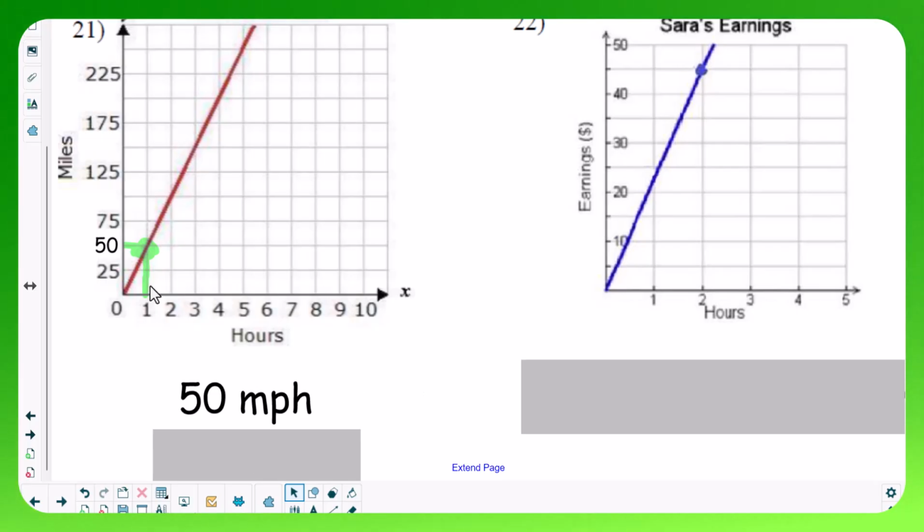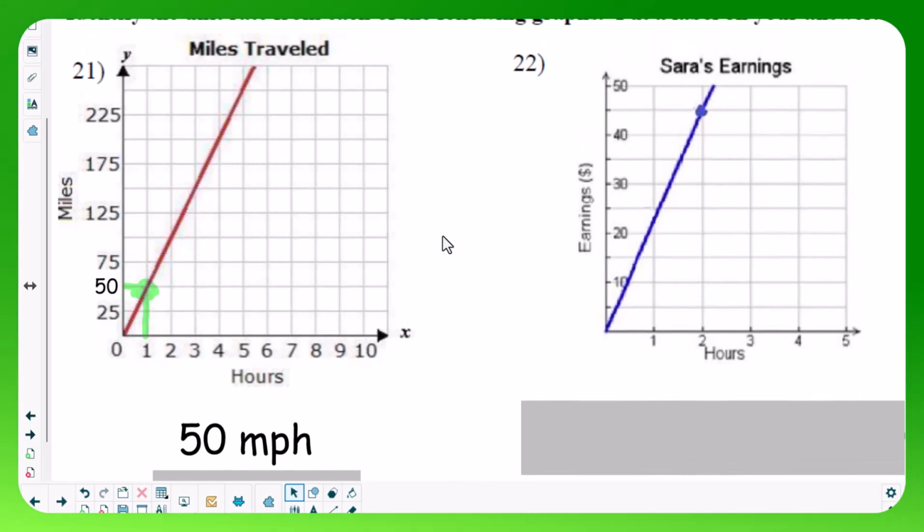Basically, what you're looking for is 1 comma some number. You're looking at 1 on the x-axis, following it up until it hits your line, and then following across to see where it hits the y-axis. So the unit rate is always going to be 1 comma some number. And again, we're going to see that later in this unit, but it is a really good introduction at this point. All right, for number 22, we're looking at Sarah's earnings over a certain number of hours.